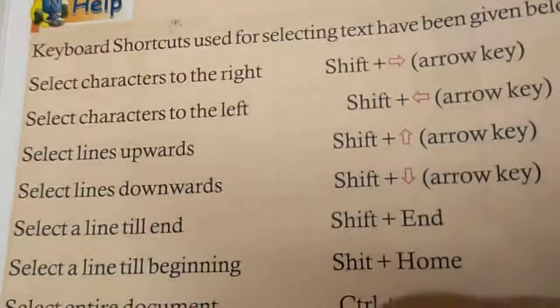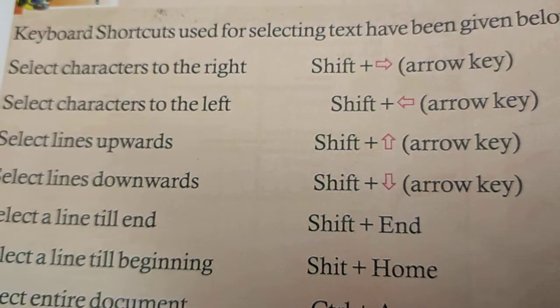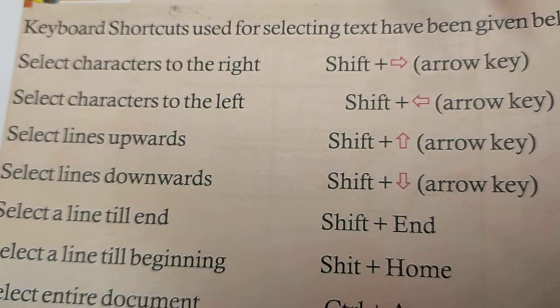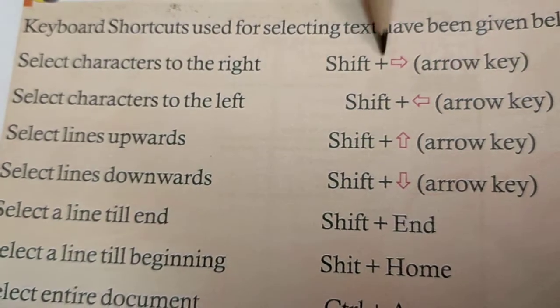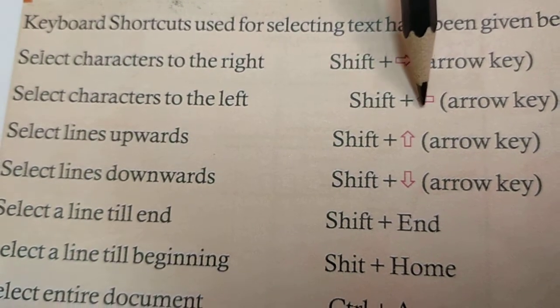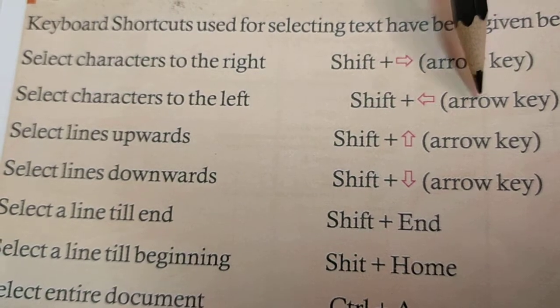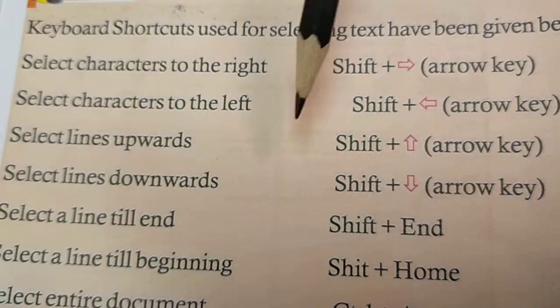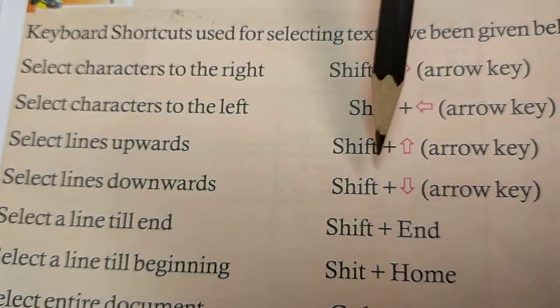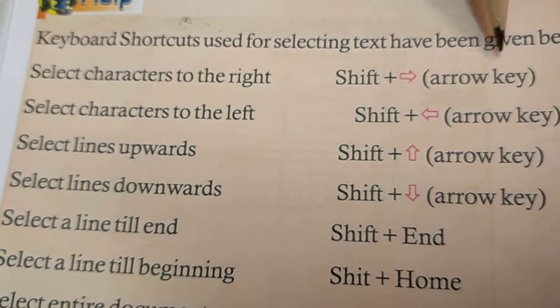They give some shortcut keys for selecting a word or the document. Just see that. Select characters to the right: click the shift button and then the right arrow. If you want to select characters from the left, press shift plus left arrow. The combination of the shift key plus arrow keys will select the text.